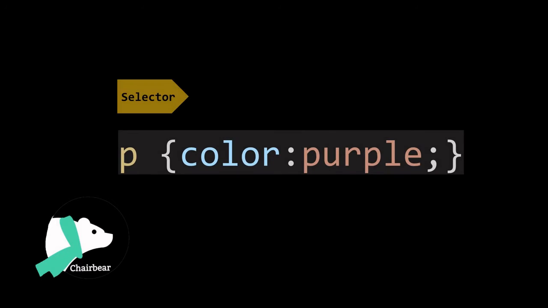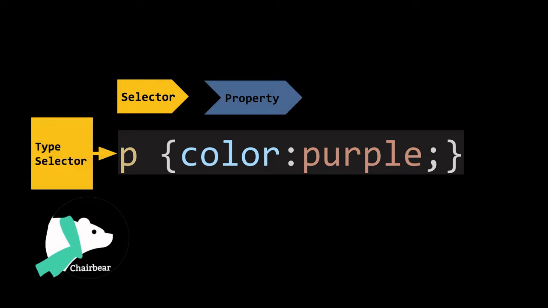There are different types of selectors. The most generic is the type selector. This selector targets element types on the page. For example, to target all the paragraphs. This turns all paragraph text purple.